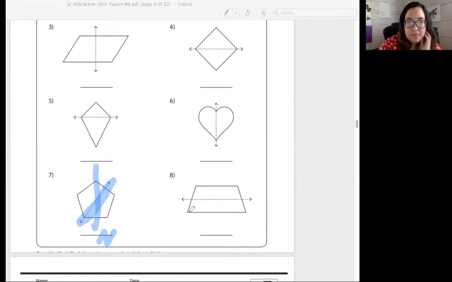Okay, how about this one? Line of symmetry? Nope. If I fold this over, this bottom part is bigger, so it's not going to work. What if I folded it like this? Would it work then? It would, right? But the line that they're giving us is not symmetrical.